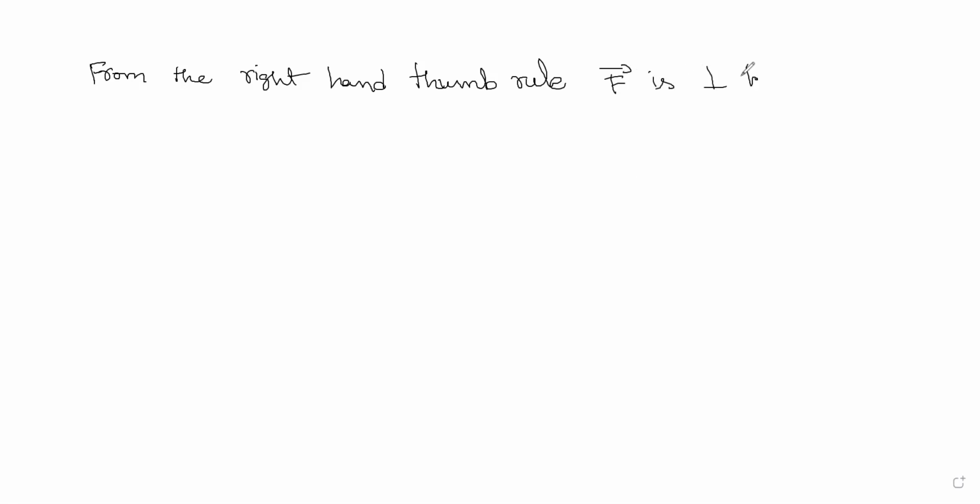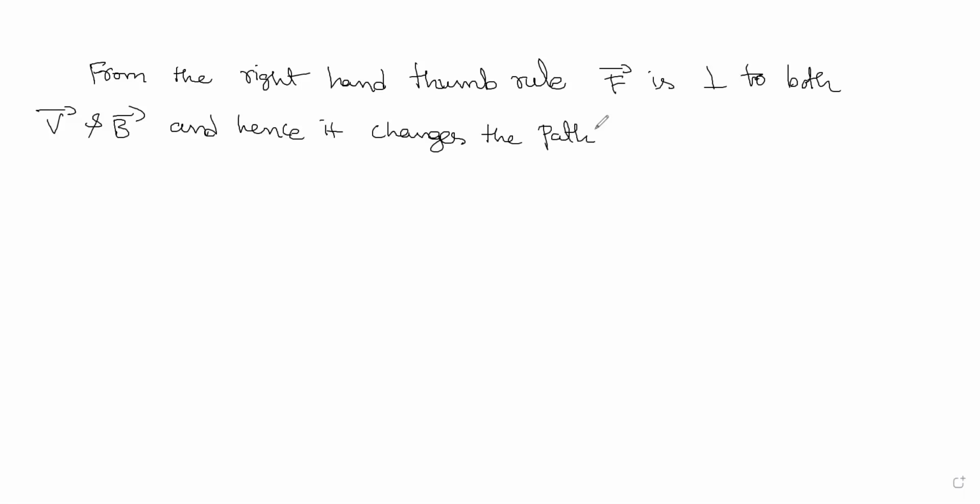From the right hand thumb rule, F bar is perpendicular to both V bar and B bar. And hence it changes the path continuously.